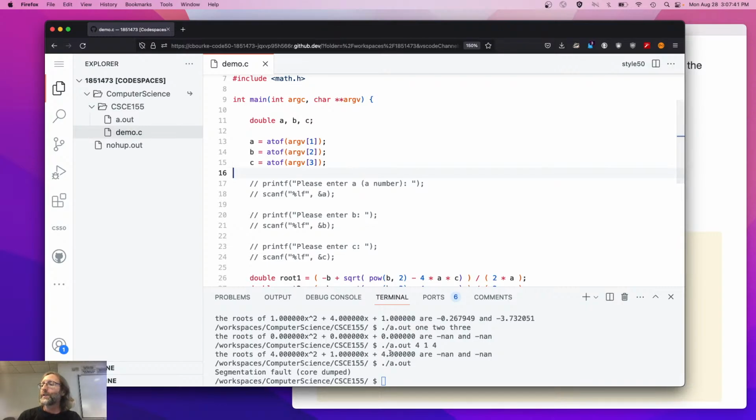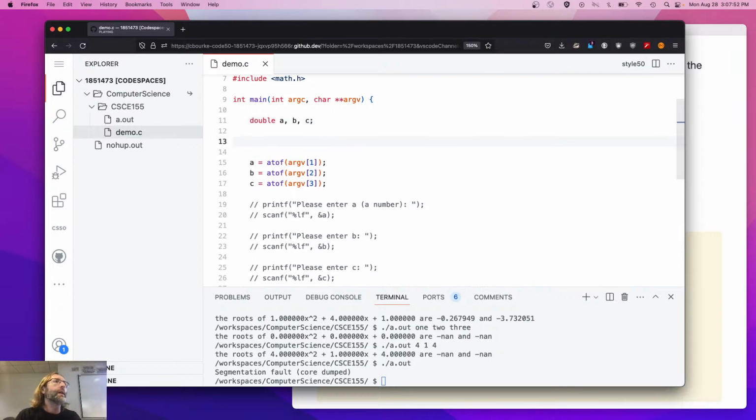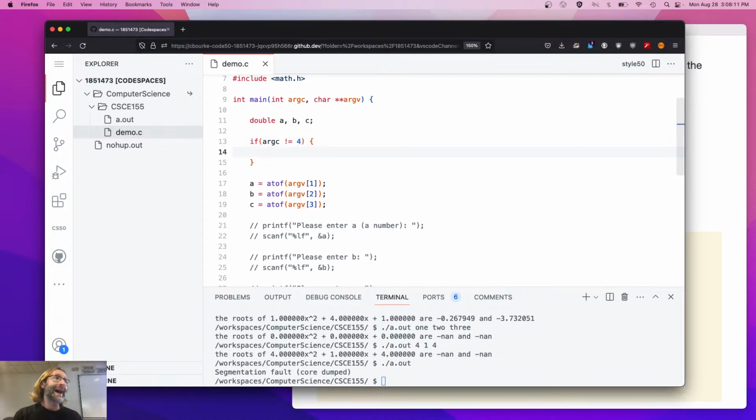But for now, understand that we're going to have to deal with this. We're going to have to deal with bad users, bad input validation. Here is a preview of what we're going to do on Friday. I want to know, did you at least give me 4 command line arguments? Because if you gave me 3, that's not enough. If you gave me 5, that's too many. So I'm going to create what's called an if statement. If the number of command line arguments that you gave me is not equal to 4, then that's bad.